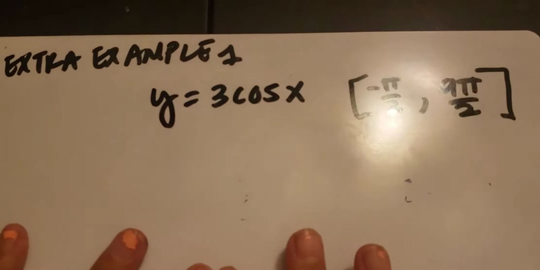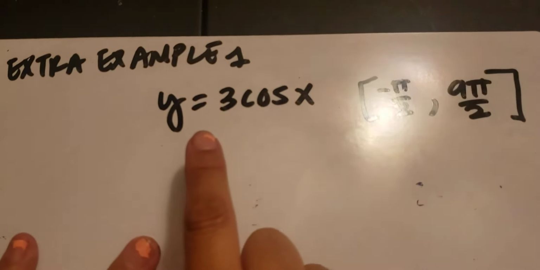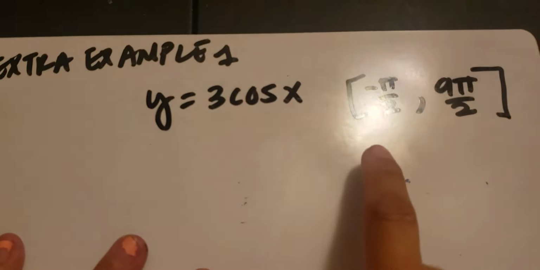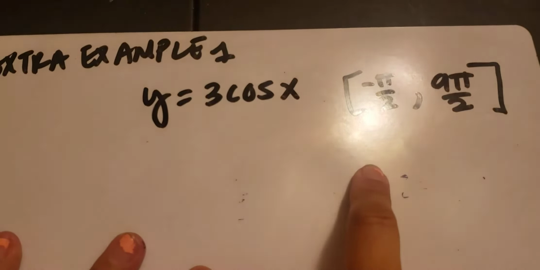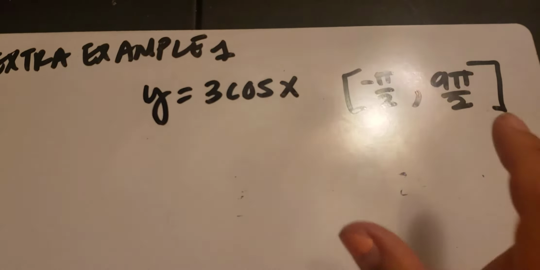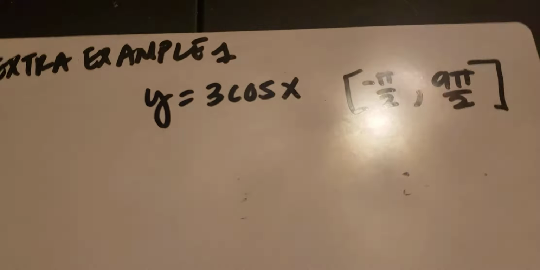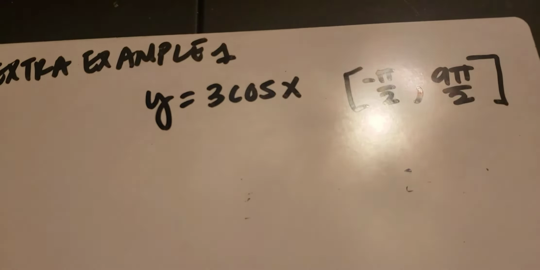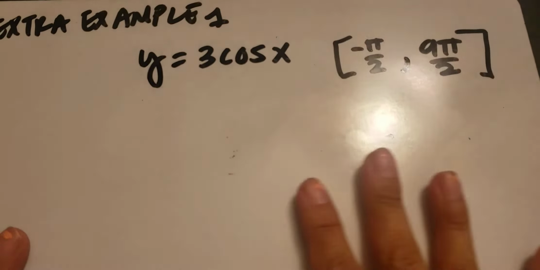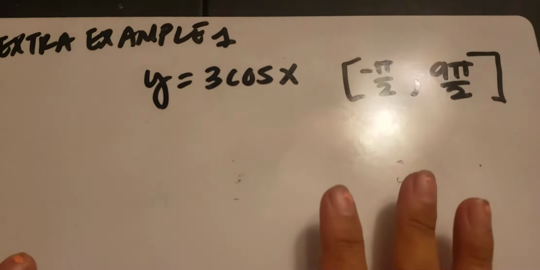Our next example, we're going to sketch the graph of y equals 3 times cosine of x. And our interval is going to be negative pi over 2 and 9 pi over 2. So super similar to what we just did. Unfortunately, they didn't give me a different example, but don't worry, you get to try some more. So again, I should be able to go a little bit faster on this one.